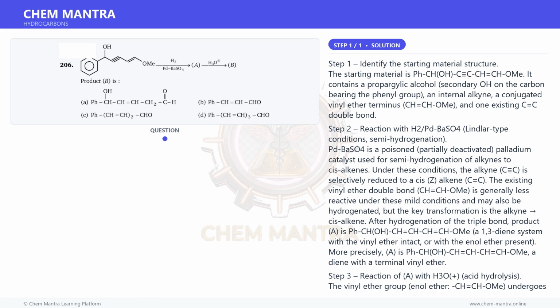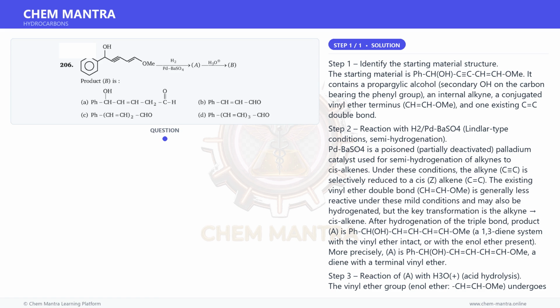The existing vinyl ether double bond, CH=CHOMe, is generally less reactive under these mild conditions and may also be hydrogenated, but the key transformation is alkyne to cis alkene. After hydrogenation of the triple bond, product A is PhCH(OH)-CH=CH-CH=CHOMe, a 1,3-diene system with the vinyl ether intact, or with the enol ether present. More precisely, A is PhCH(OH)-CH=CH-CH=CHOMe, a diene with a terminal vinyl ether.